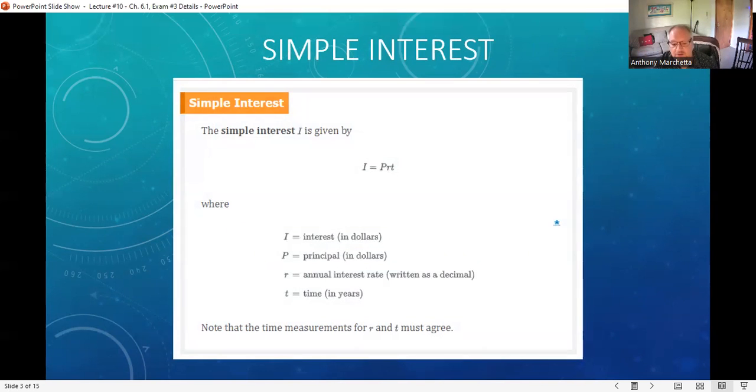So once again, don't forget R and T have to agree. In other words, if it's a rate, an annual rate, then we need to make sure that our time is in years. If it was something like a daily rate, then we need our time in days and such.